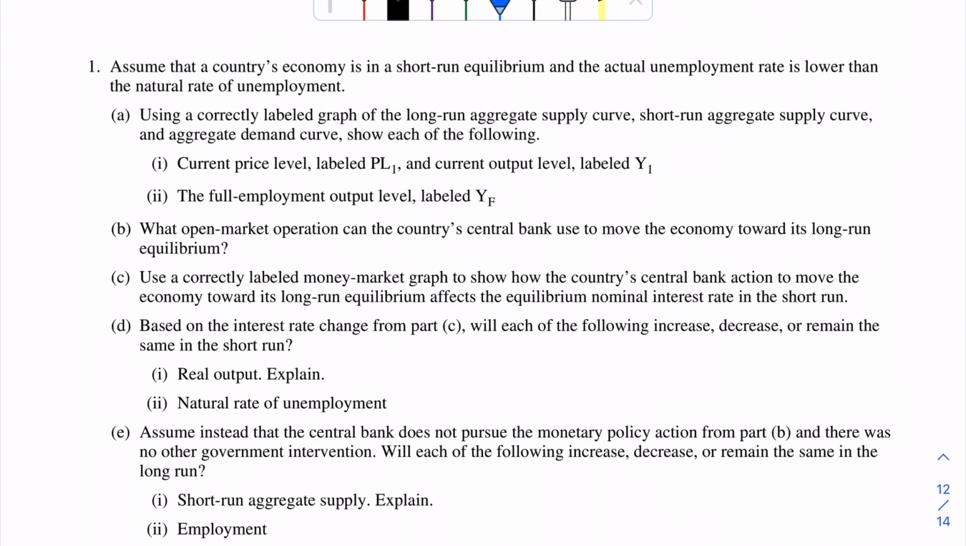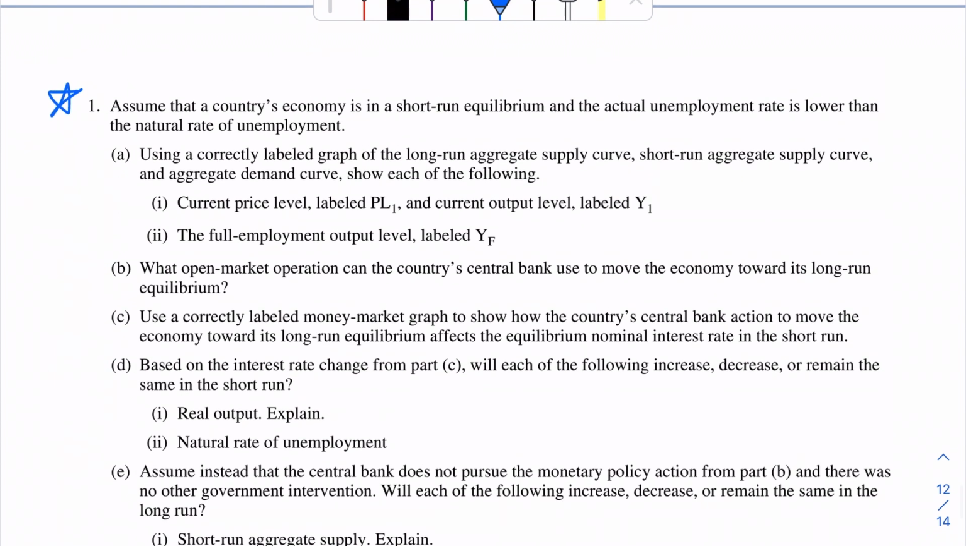Hey guys, we are now going to be doing the 2017 FRQs. Okay, so what we're going to do now is we're going to read absolutely everything on this question. When I say absolutely everything, that means everything. Assume that a country's economy is in a short-run equilibrium and the actual unemployment rate is lower than the natural rate. Let's see what they're asking for.